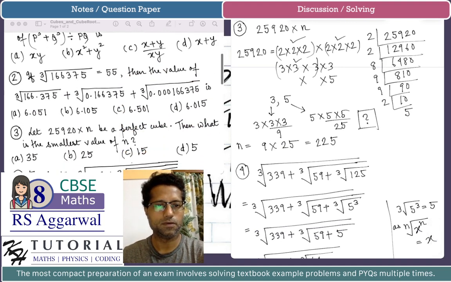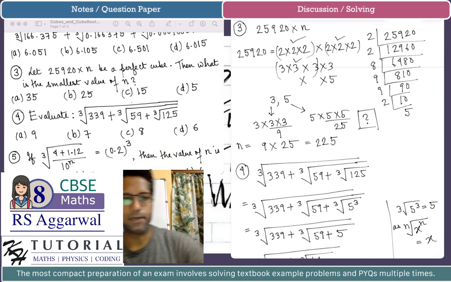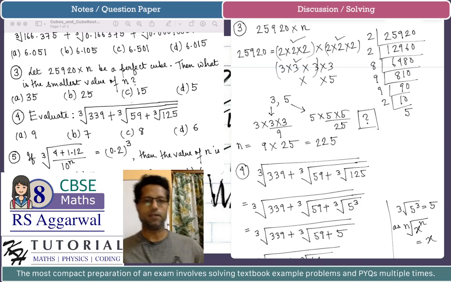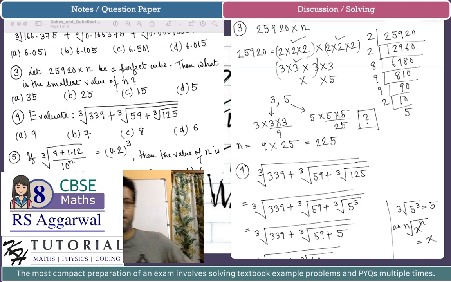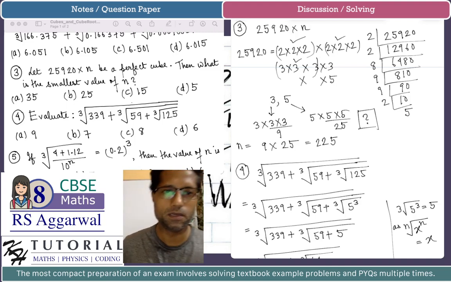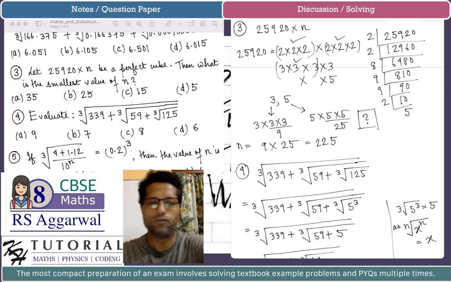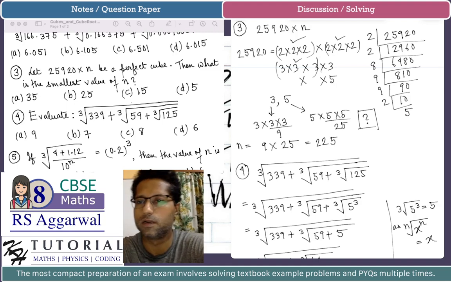Question number 3 was asking, let 25920 into n be a perfect cube. Then what is the smallest value of n? So it is a question of finding the least number by which 25920 must be multiplied to make it a perfect cube. So we have to find the prime factorization of 25920. Let me check if I did it correctly or not.